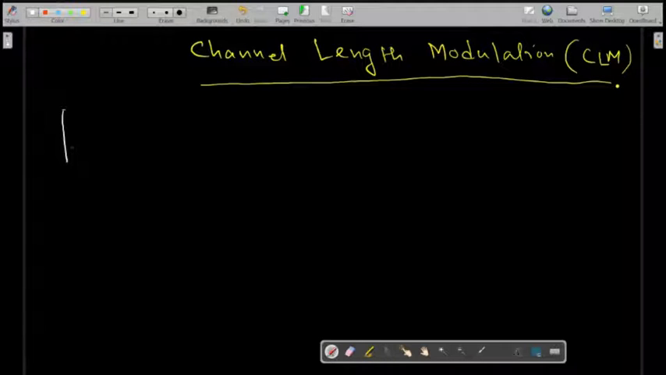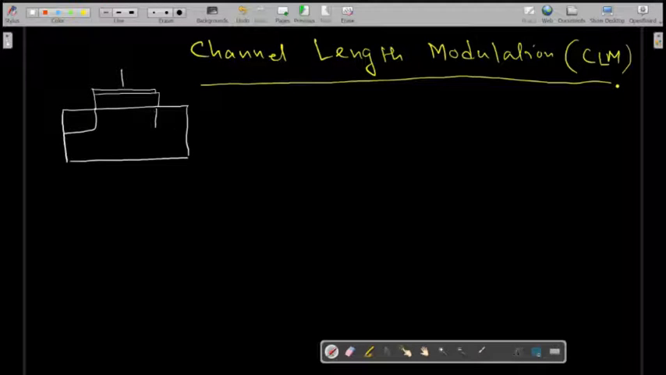So let us say we have a device. I'm just drawing the basic part. We have a MOS transistor. This is source. This is drain. Here you are applying some VDS. Here it is grounded, and here you are applying some VGS. Okay, and this is the oxide layer.